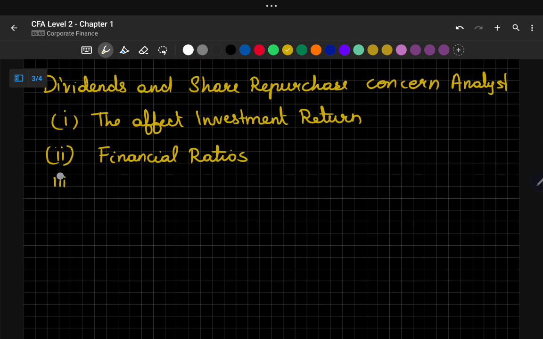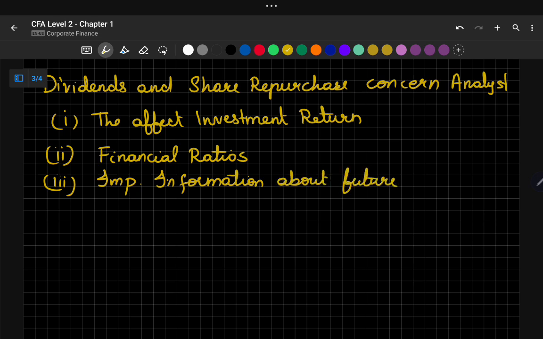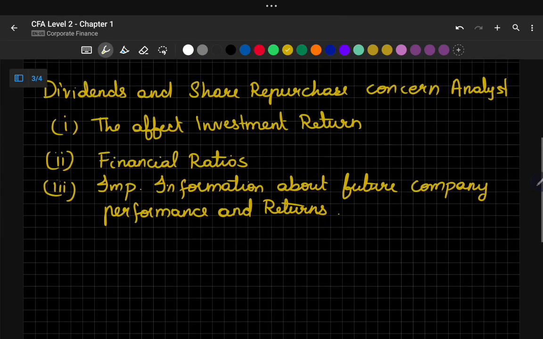And third, dividend declaration usually gives out a signal about the future company prospects. We would learn about dividend signaling in a later video. So it gives out important information about future company performance and returns. That's why dividend declaration or share repurchase declaration is important to analysts. It concerns analysts.